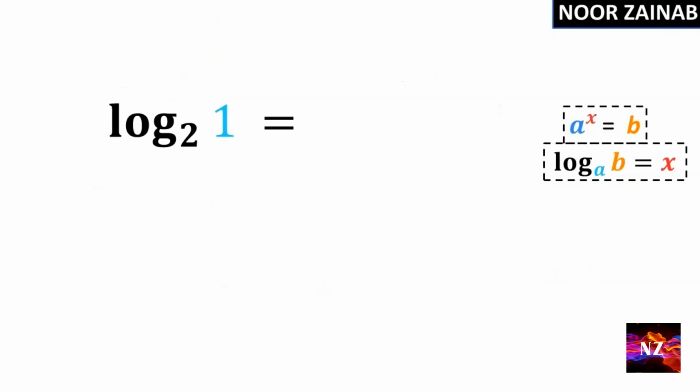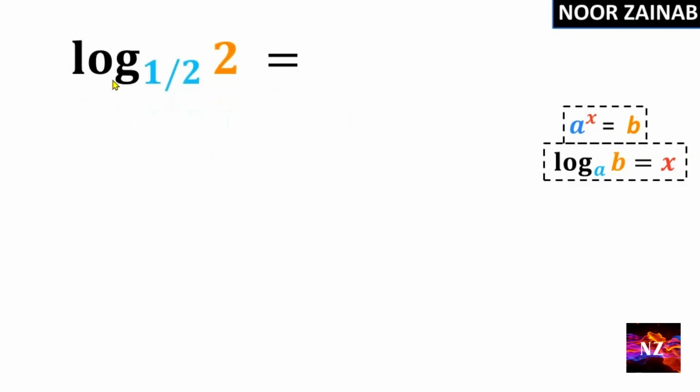So if we have to find the log with base 2 of 1, how many times should we multiply 2 to get 1? The answer is 0, because anything raised to power 0 equals 1. Basically, in logarithms, we have to find the value of the exponent. It means what should be the power of 2 to get 1. So the power of 2 should be 0 to get 1.